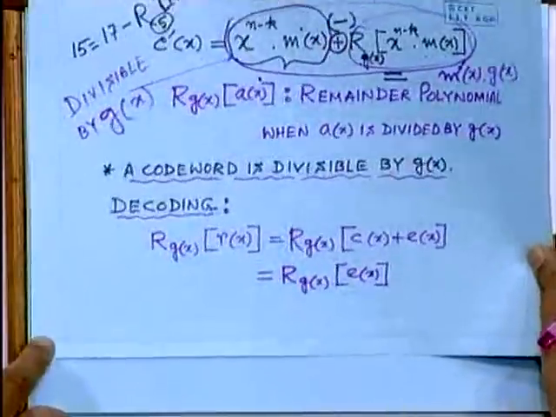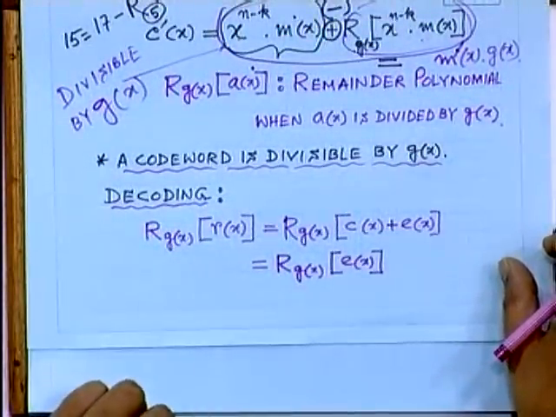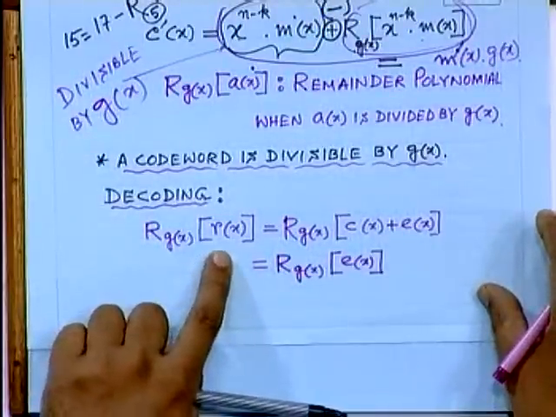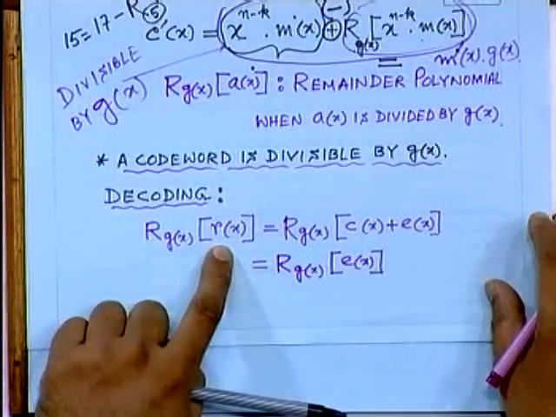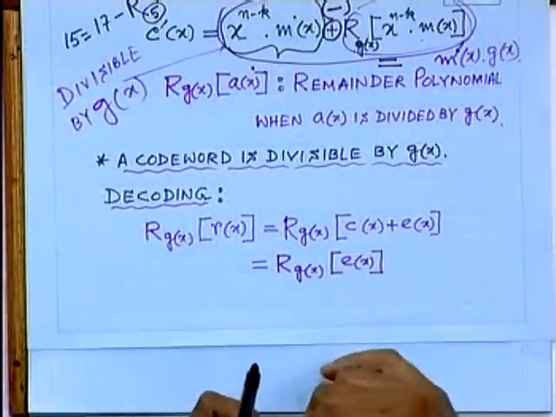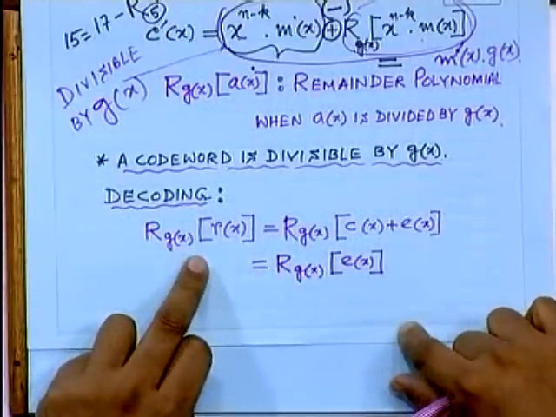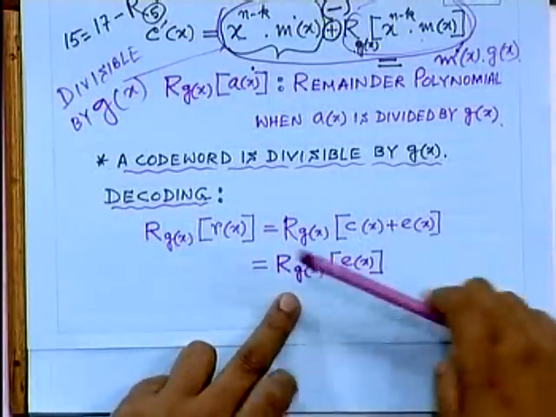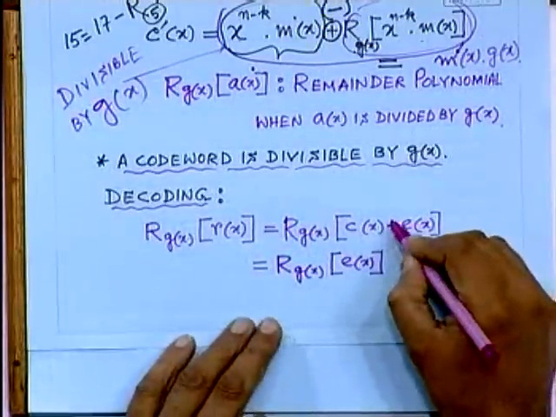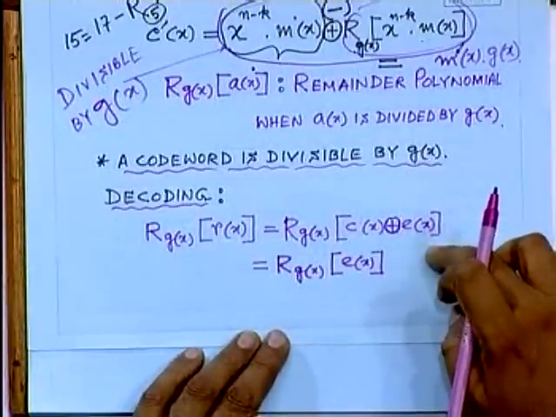So any code word is divisible by the generator polynomial. For decoding, a very important starting point is that whatever we receive as Rx, the received polynomial, we divide it by Gx, notionally, conceptually. If I divide by Gx, I get a very interesting remainder. We know Rx, the received code word, is the XOR sum of the code polynomial and the error polynomial.